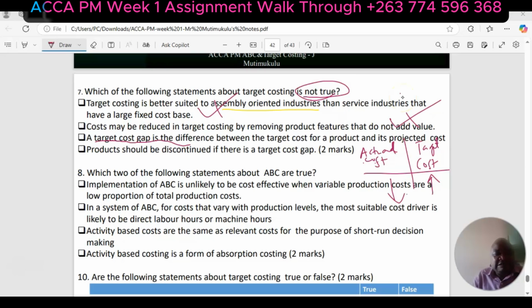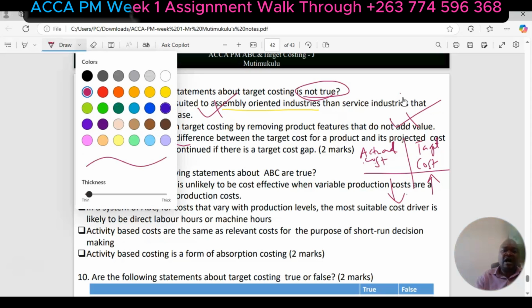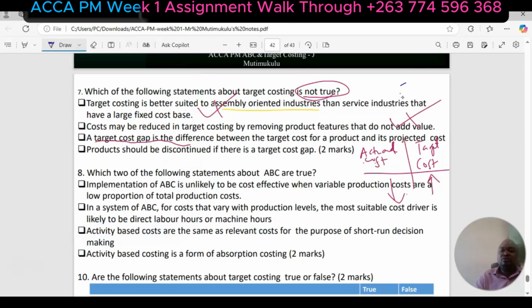Okay, ladies and gentlemen, item 3 was saying that a target cost gap is the difference between target cost for a product and its projected cost. All right, in that case, it's actually correct. Okay, but I want to point out something that could confuse you. All right, I was using actual cost, but technically it's called projected cost.